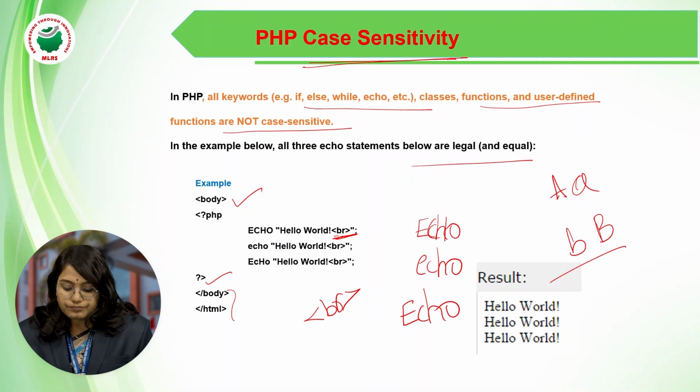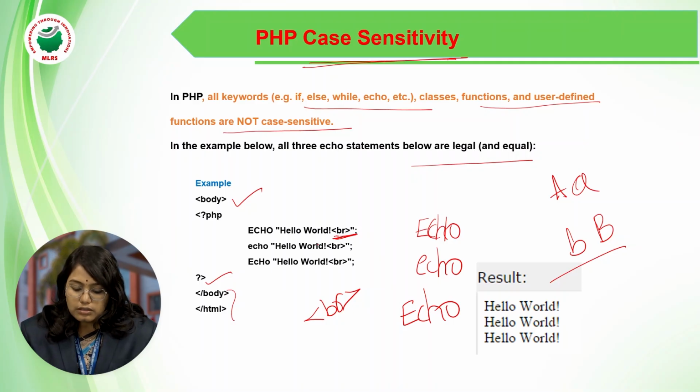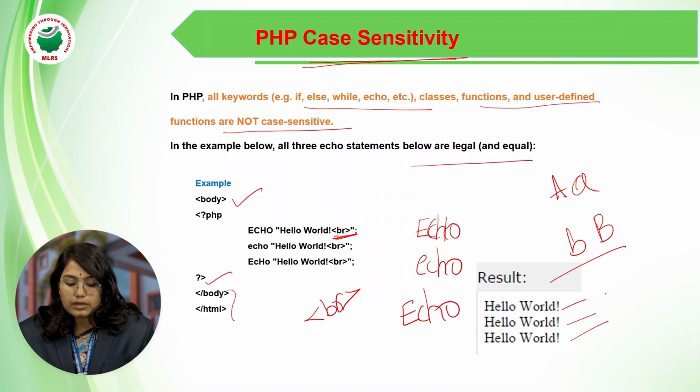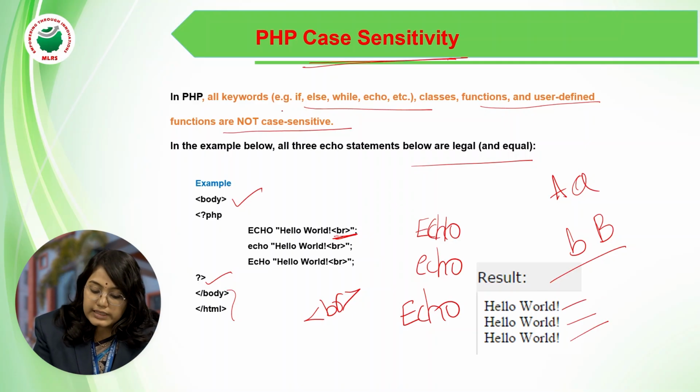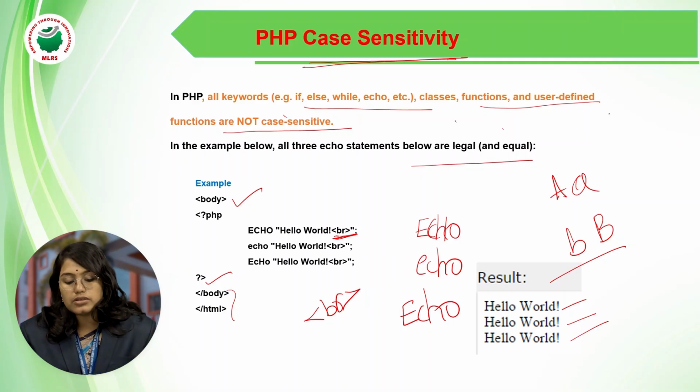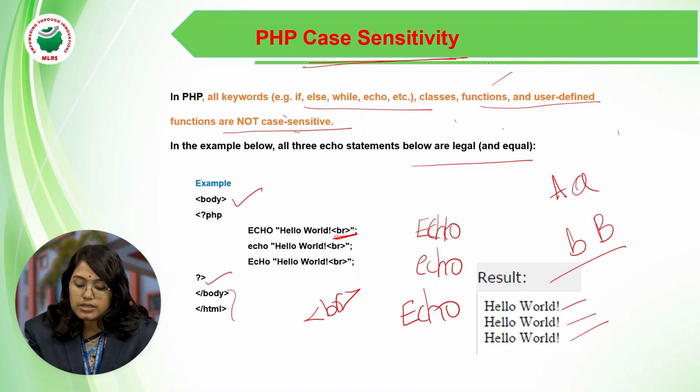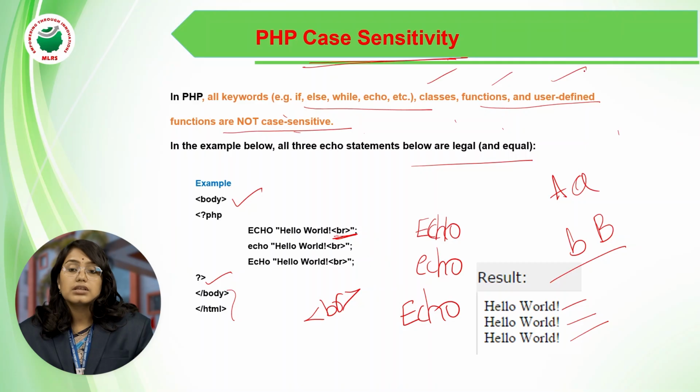Coming to see the result, they are giving hello world, hello world, hello world. Because here all keywords, classes, functions and user-defined functions are not case sensitive. They are telling that these functions, classes and user-defined functions are not case sensitive. You may give it as small, capital or a combination. They will give the same output.